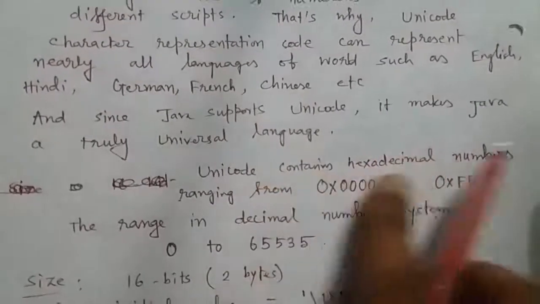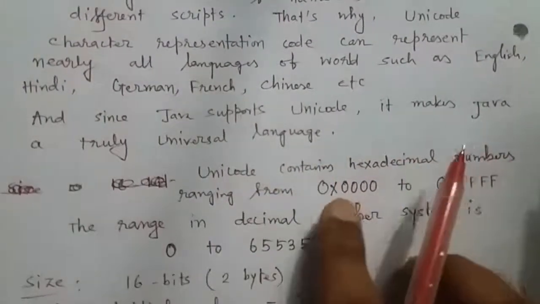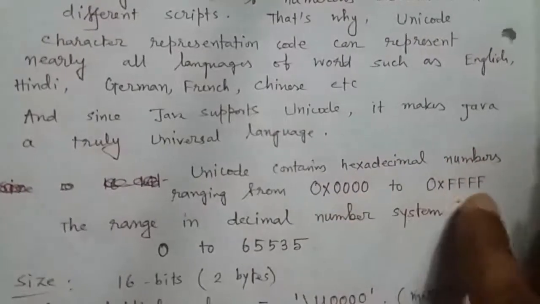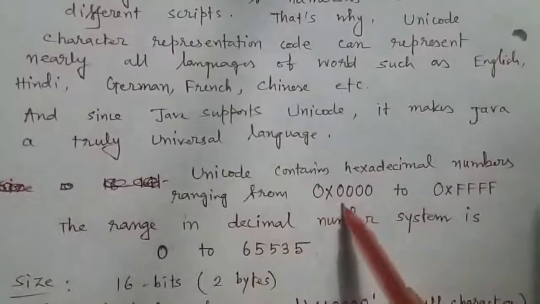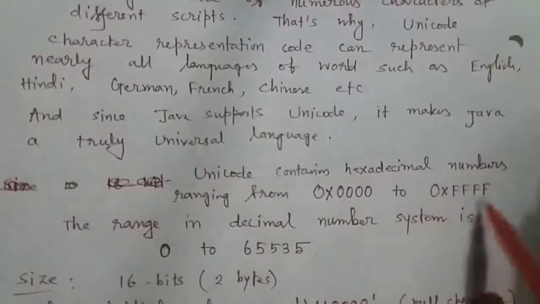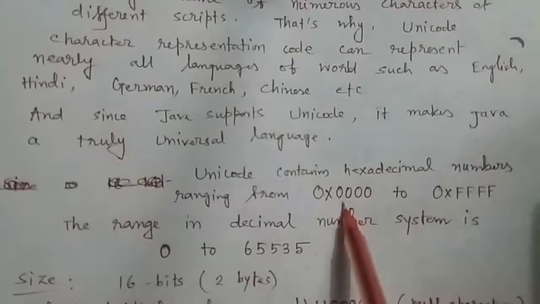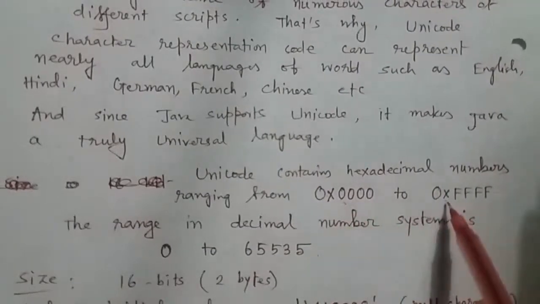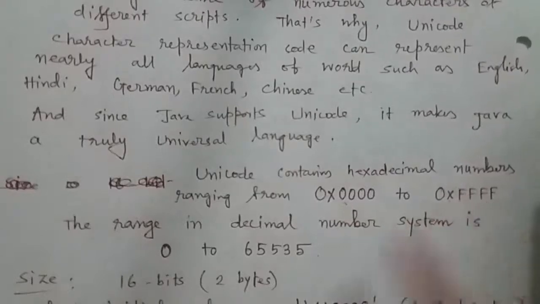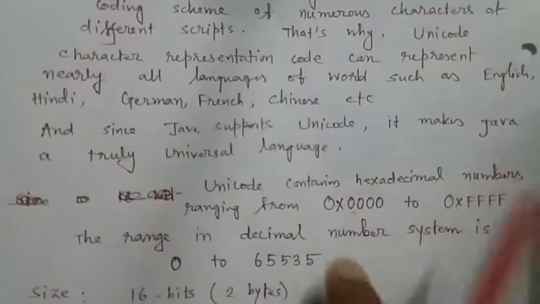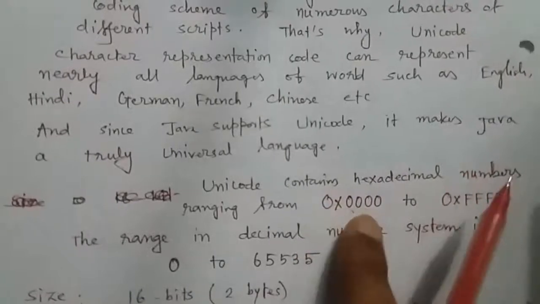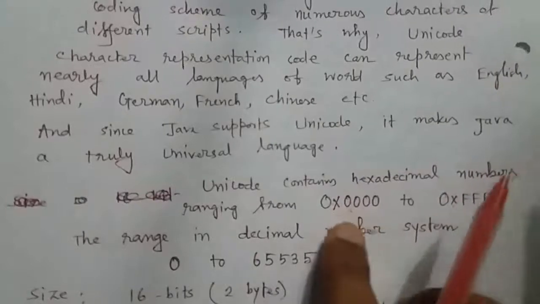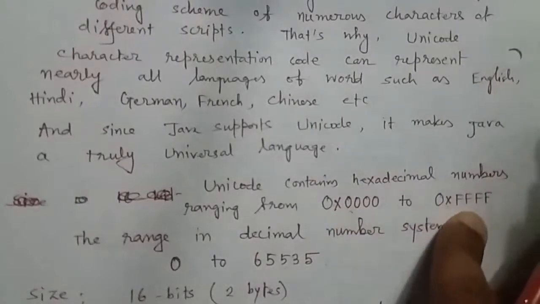Now Unicode contains hexadecimal numbers ranging from 0x0000 to 0xFFFF. So after 0x here 40, and after 0x here 4f. So this is the least value of the Unicode character range, and this is the highest value. And as 0x is written in front as a prefix, these values indicate that they are hexadecimal values, you must remember.